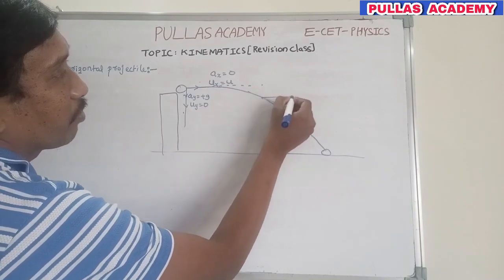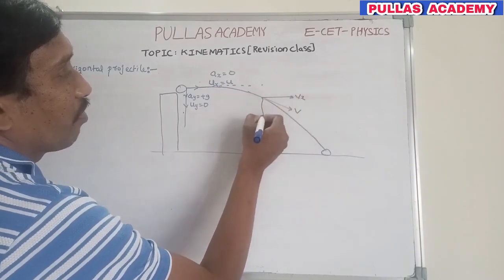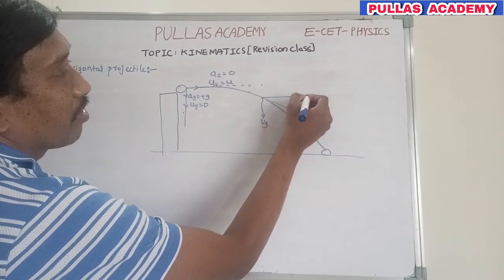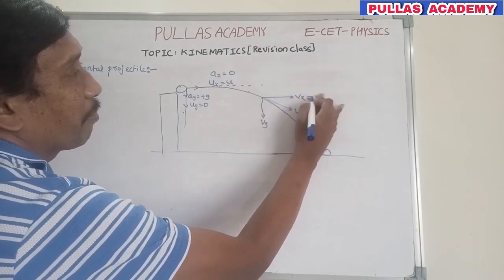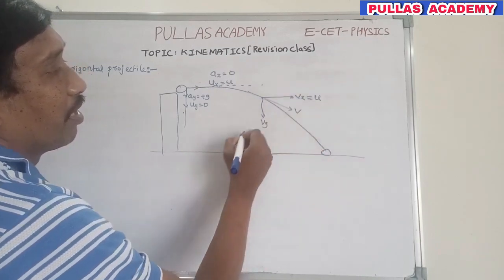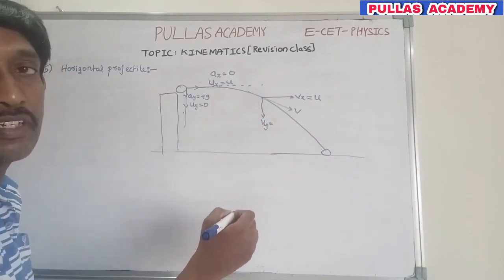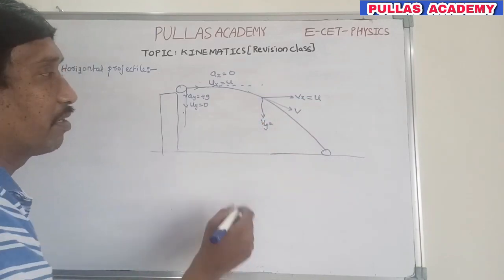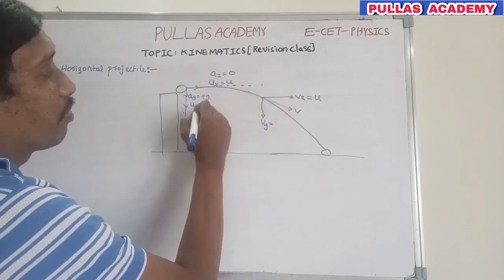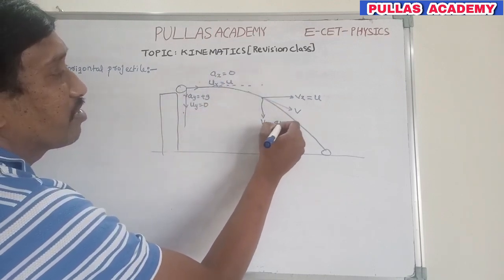Next, at an instant of position, this is the velocity. It is divided into two components, one is vx, one is vy. Along horizontal direction, its motion is uniform. That's why we consider u. Along vertical direction, velocity is what? uy plus ay t. ay is g. uy is 0. That means finally you get gt.